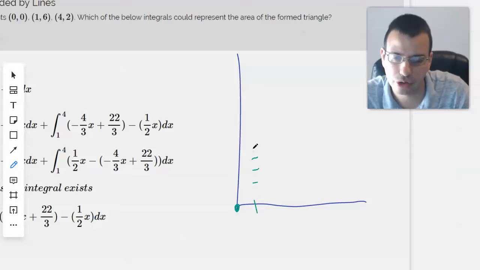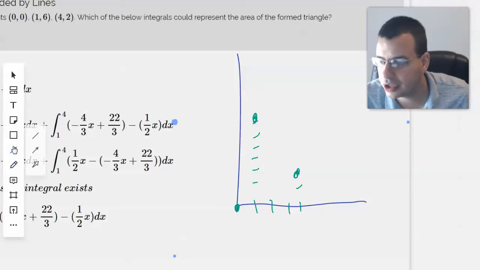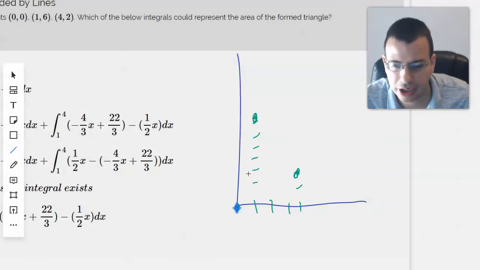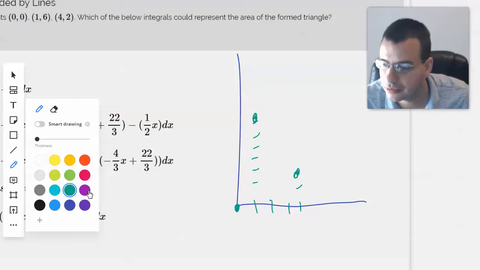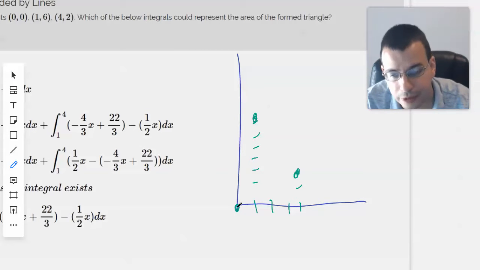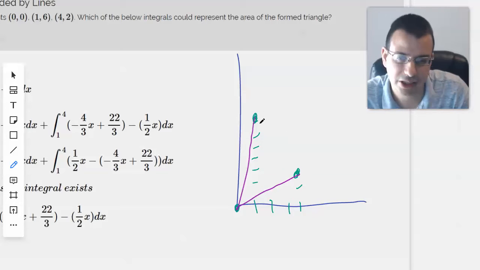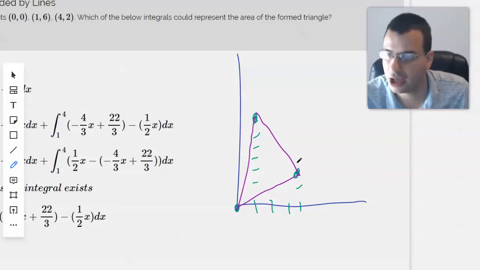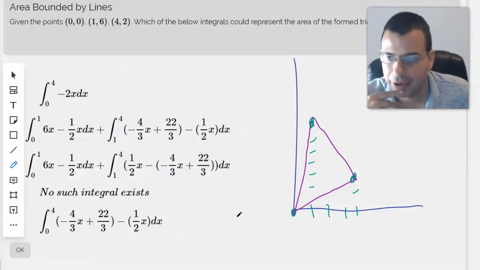1, 2, 3, 4, 5, 6. 1, 2, 3, 4. Okay, so we got a triangle that looks kind of like this. And the idea here is we want to set up an integral to find out what's going on here.